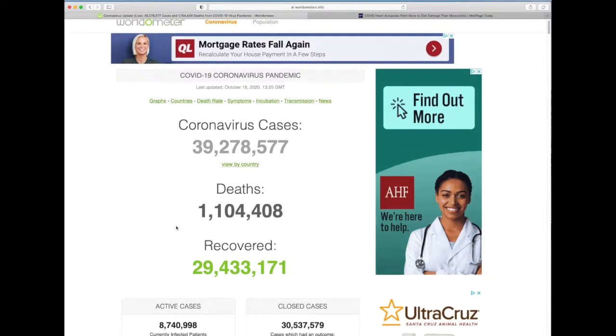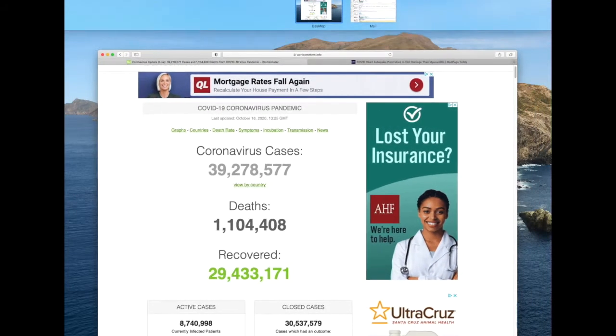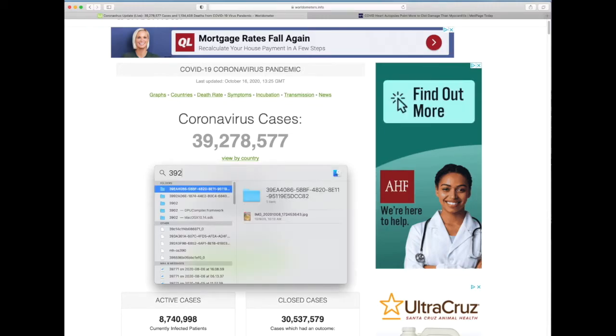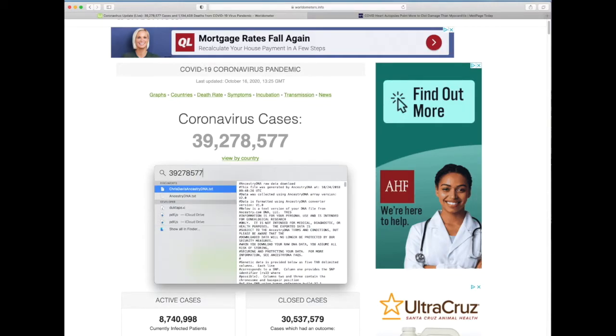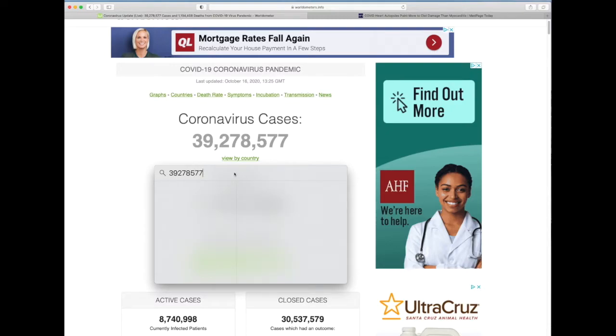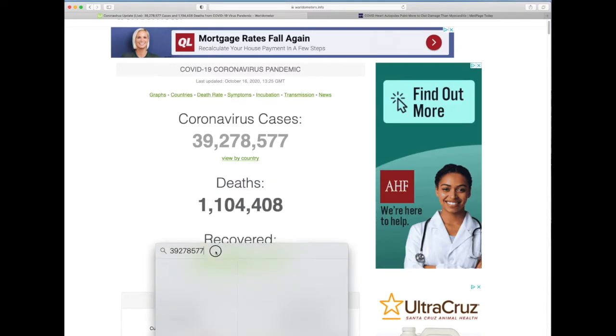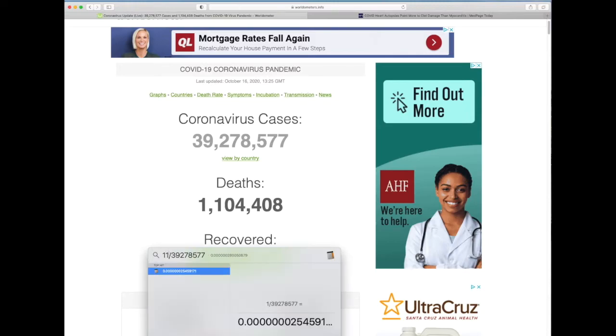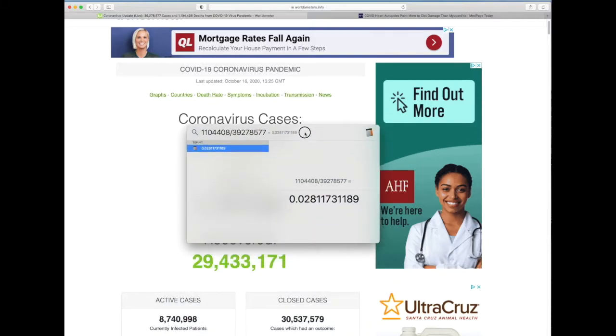Let's see. We've got 40 million. Let's see here. We're going to go 39,278,577. I love how all that personal stuff pops up. Okay, we've got that, and then we've got these deaths. 1,104,408. Holy crap! That right there, if you can see, is 0.028.